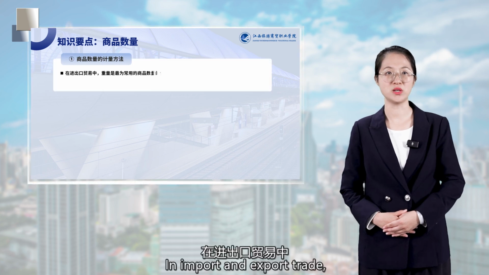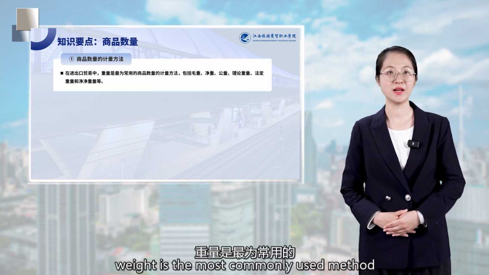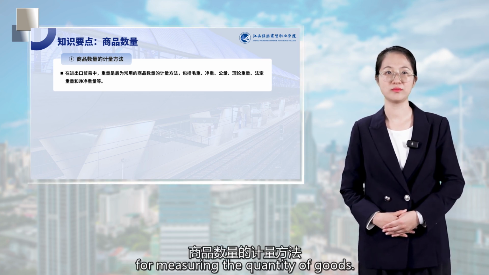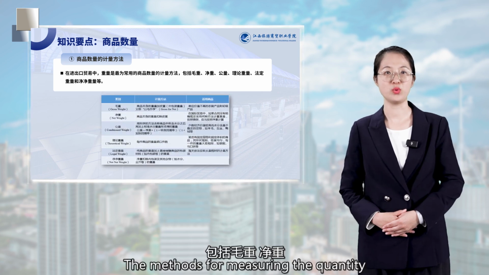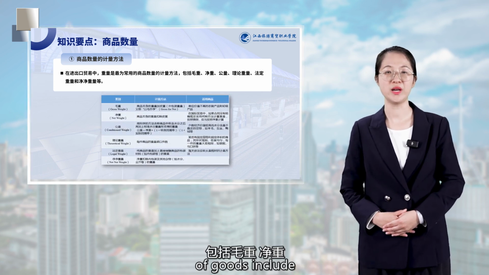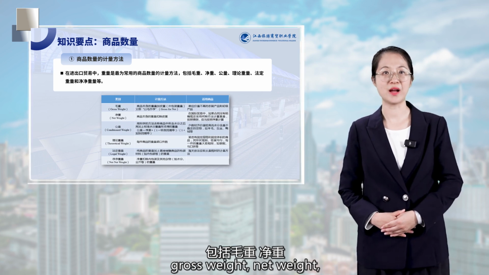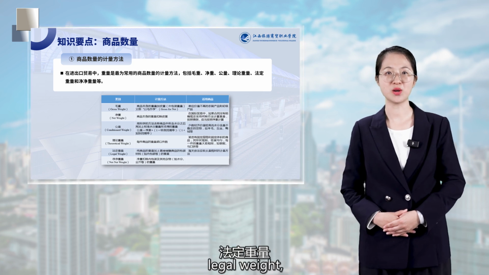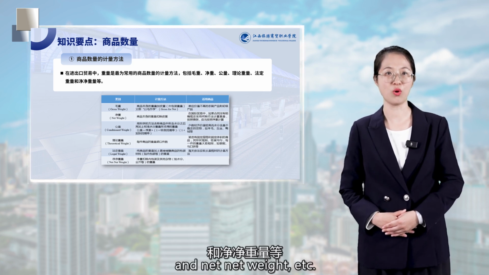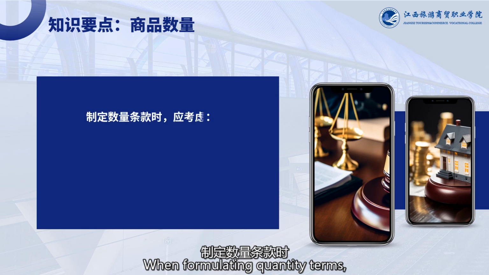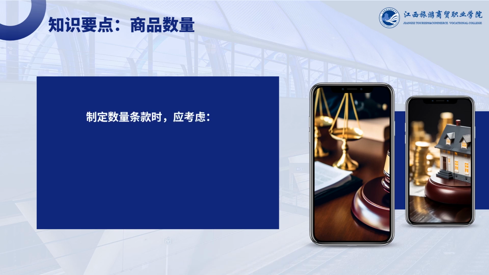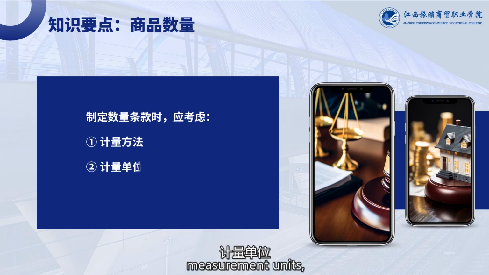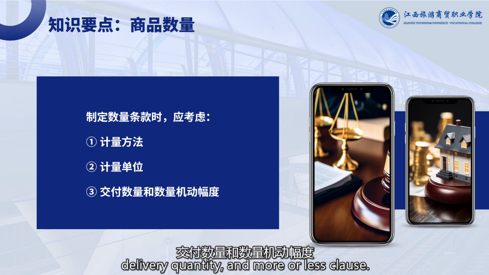In import and export trade, weight is the most commonly used method for measuring the quantity of goods. The methods for measuring weight include gross weight, net weight, condition weight, theoretical weight, legal weight, and net weight, etc. When formulating quantity terms, consideration should be given to measurement methods, measurement units, delivery quantity, and more or less clause.